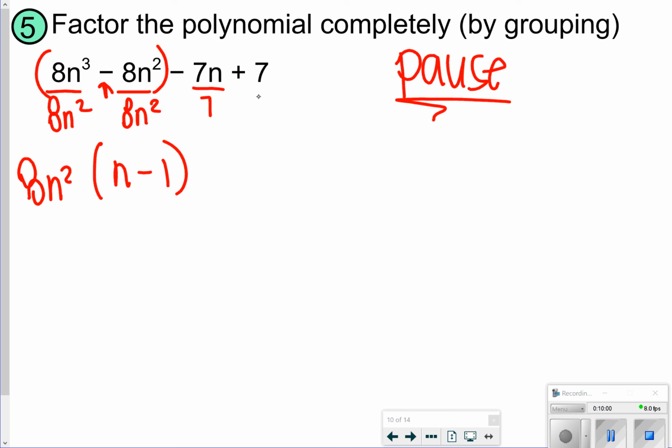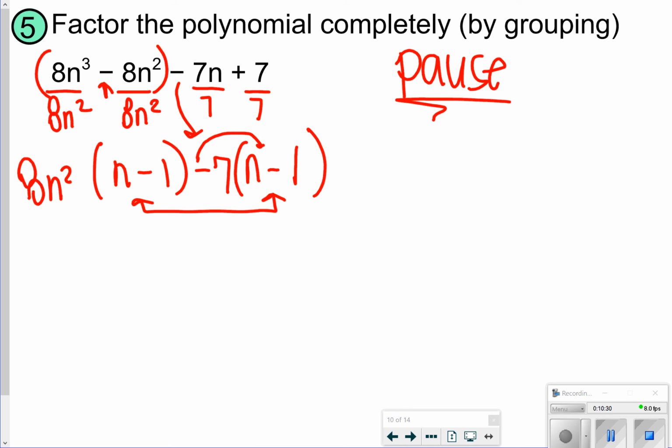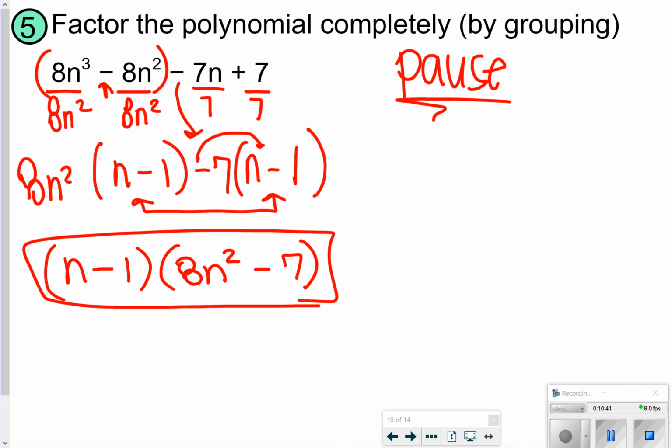7n and 7 both have 7 in common. So what I'm going to do is I'm still going to keep this minus here. Minus, and then I'm factoring out a 7. 7n divided by 7 is n. And then keeping that in mind, 7 divided by 7 is 1. But since I'm distributing this negative, you see how I brought down my negative? This should also be a negative. And I want to keep it the same as my other binomial. So my first binomial is n minus 1. And my second binomial is 8n squared minus 7. So make sure that you have your positives and negatives correct there.